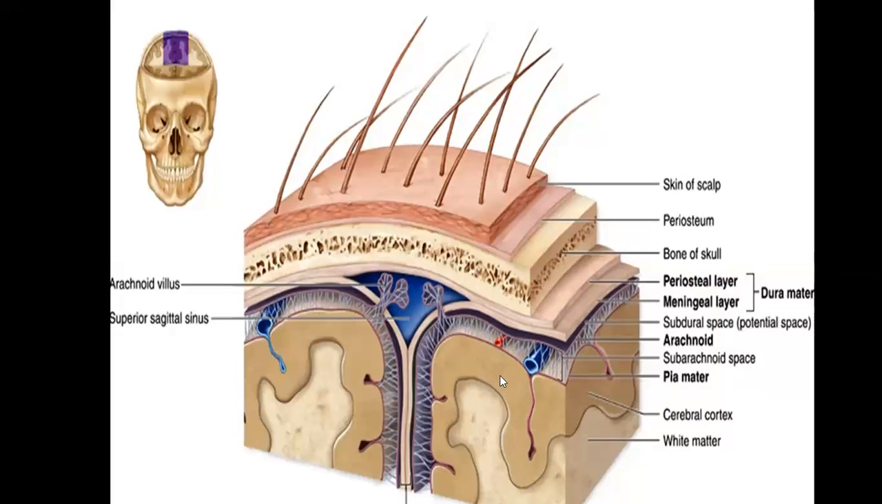There are spaces between the meninges. The first space is the subdural space. It is a potential space, not an actual space, only expanded when it contains fluid like subdural hematoma. The second space is the subarachnoid space, which contains fine arachnoid membrane and contains blood vessels, whether arteries or veins.